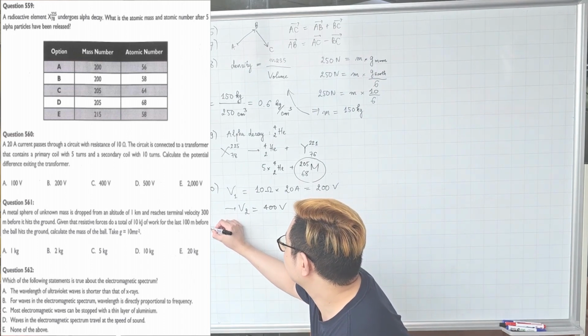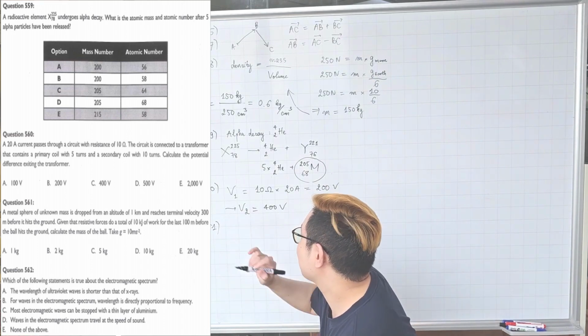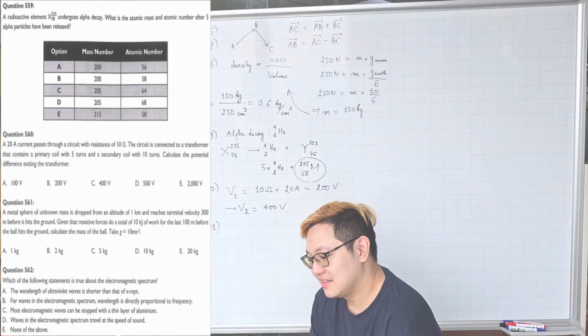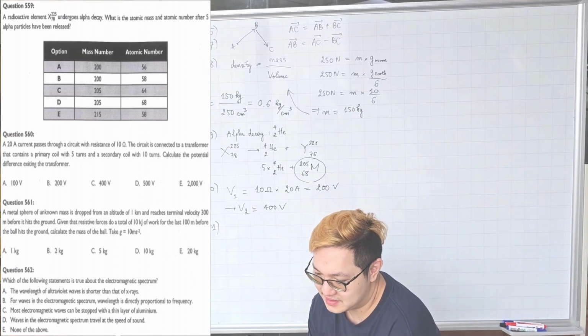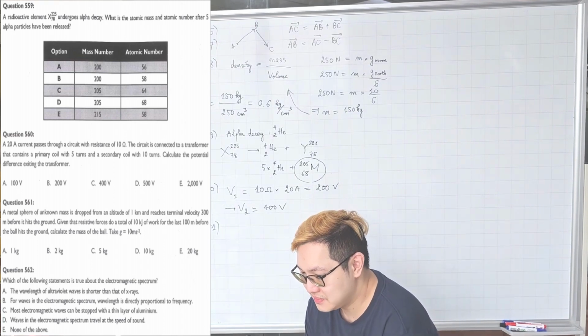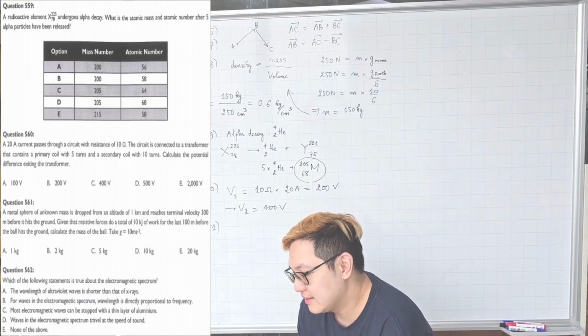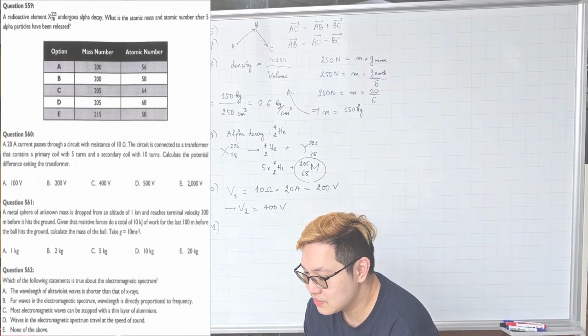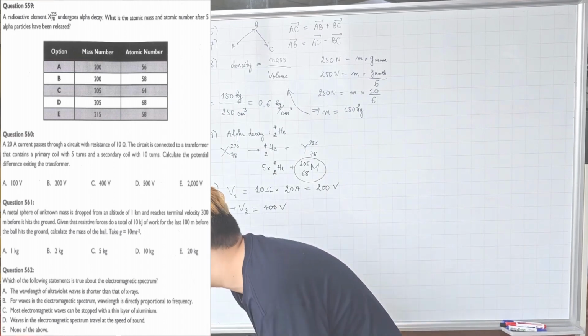Question 561. A metal sphere of unknown mass is dropped from an altitude of 1 kilometer and reaches terminal velocity 300 meters before it hits the ground.